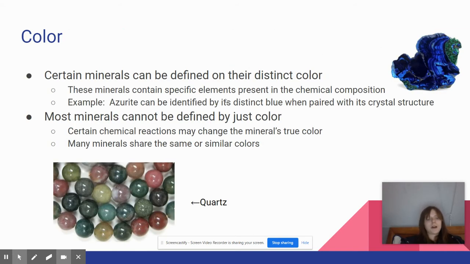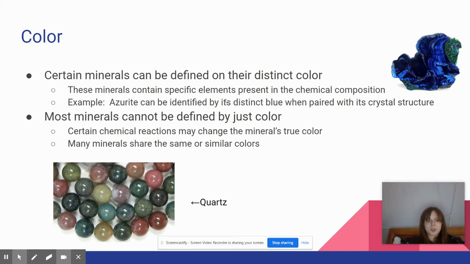So first we have the color. Certain minerals can be identified based on their distinct colors. These minerals contain specific elements present in the chemical composition. For example, azurite might be defined by its distinct blue color when paired with its crystal structure. But most minerals cannot be defined just by colors, so it is sort of unreliable.